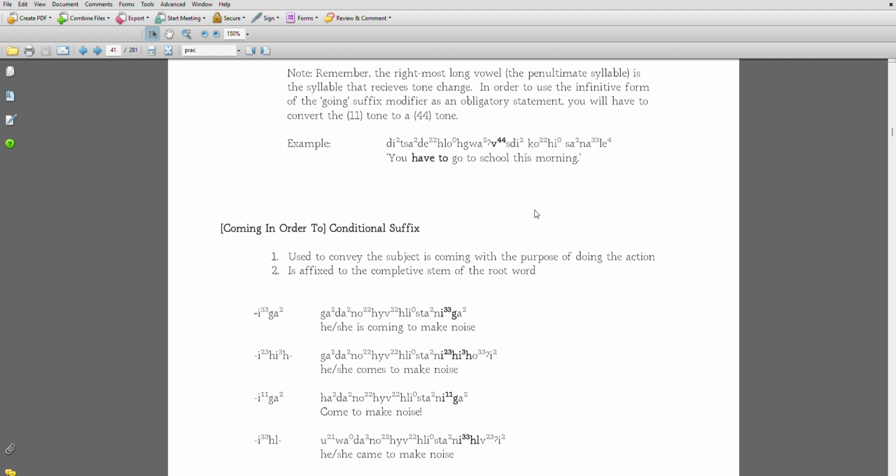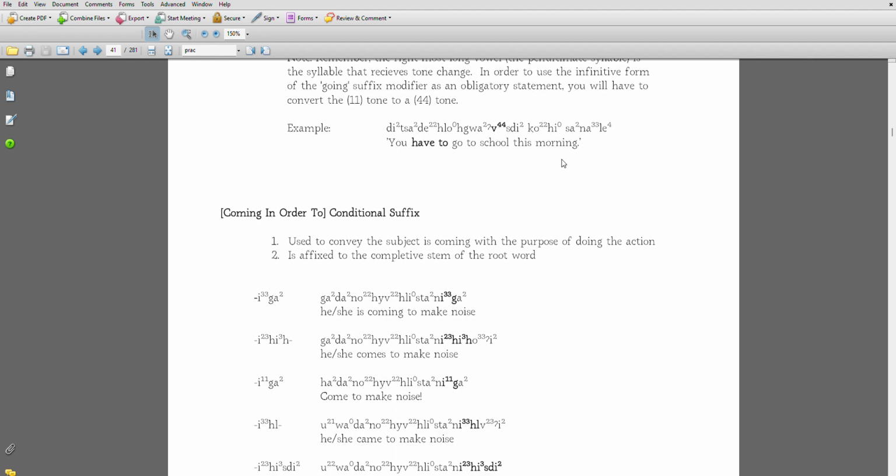Coming in order to. This is used to convey the subject is coming with the purpose of doing the action. It is affixed to the completive stem of the root word. Katanoyastaniga. He or she is coming to make noise.